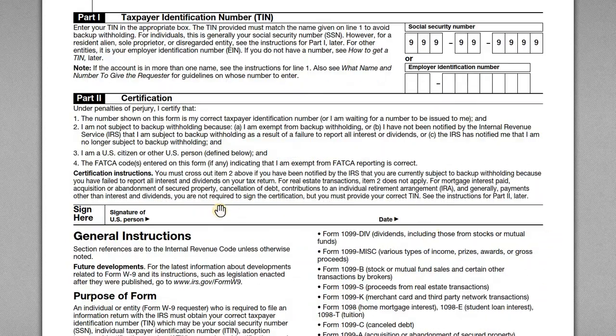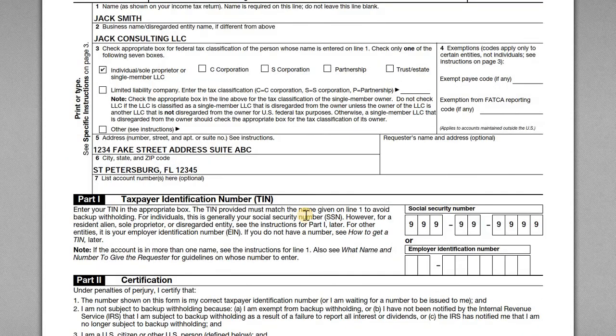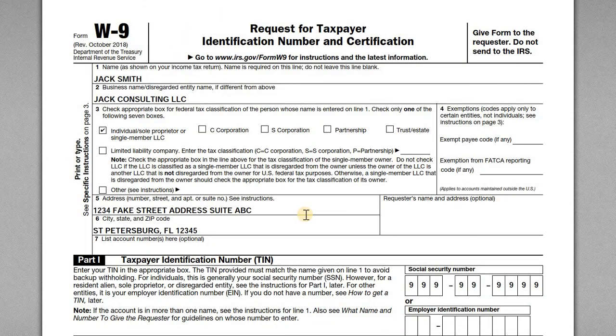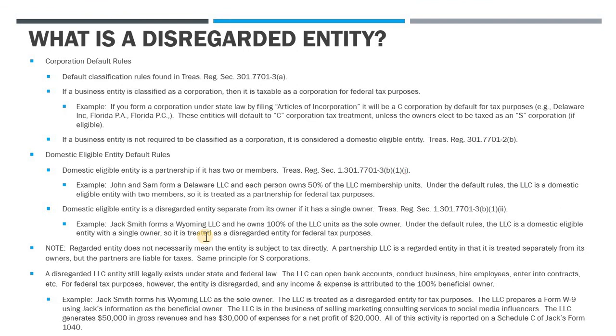And then Jack just simply signs the part 2 certification, dates it, and then he provides this to whoever requested it, right? Whether it's the bank, a customer, if he opens a brokerage account, whoever needs this. So I hope that was helpful and clarified some of the issues around what is a DRE.